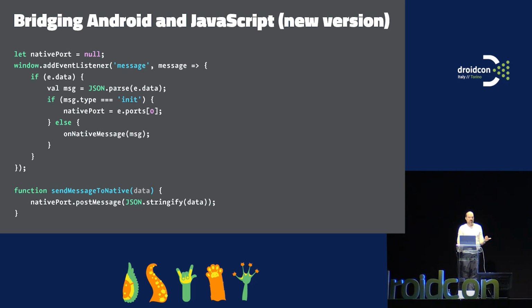Finally, if you want to send something, you take this native port that we received in the first message and call post message with a string. So now we have bidirectional communication without having to bind any objects, without having to care about threading or anything else like that.